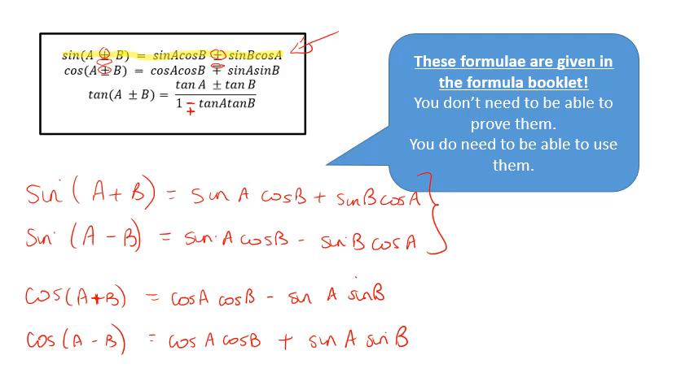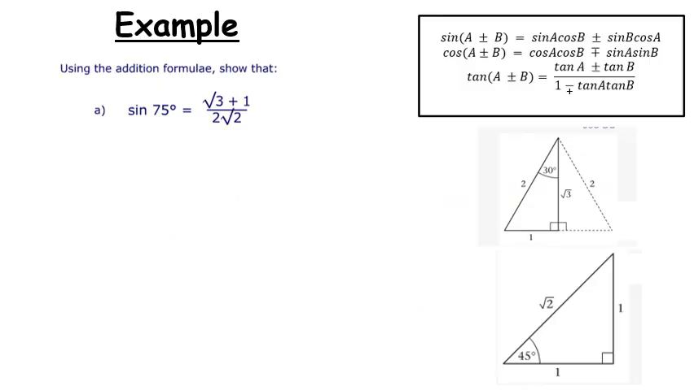So if you're doing tan of A plus B, then you'd have tan A plus tan B on the top, and then all over 1 minus tan A tan B. Or if you wanted to do tan of A minus B, it would be tan of A minus tan of B over 1 plus tan of A tan of B. So hopefully that makes a bit more sense. They've combined 6 different formulas down into 3. So now we're going to have a look at an example of why that might come in useful.